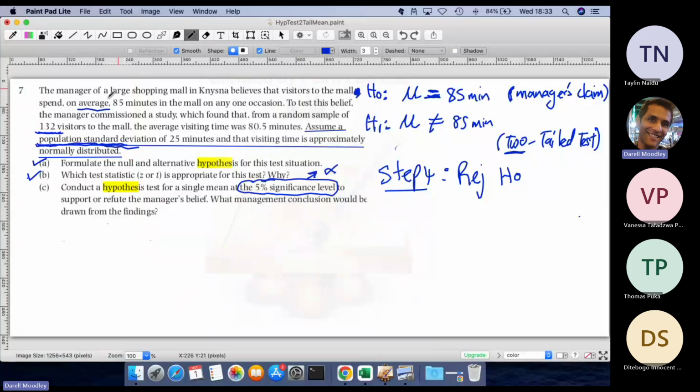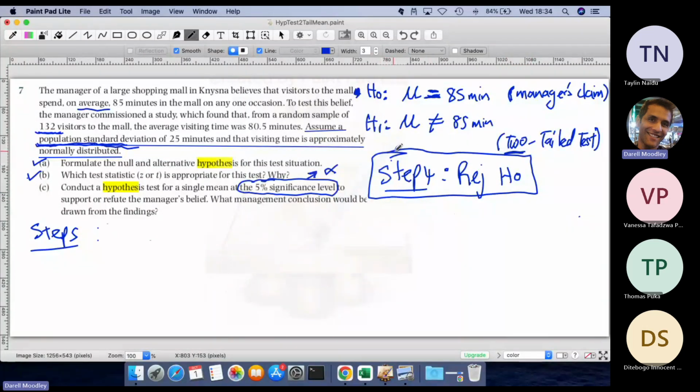Okay, so now we're going to do step 5. I'm going to type it out. But let me ask you this: look at what you've got for step 4.